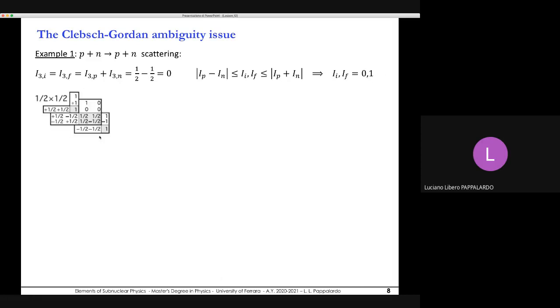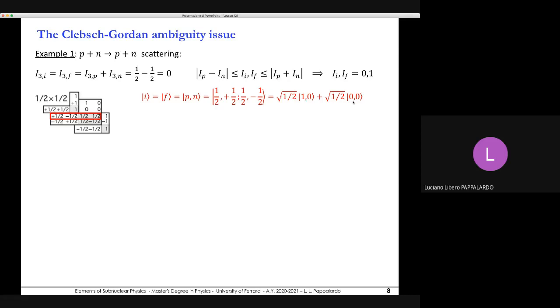So this is the Clebsch-Gordan table that we need. We can first of all consider the proton neutron in this order. We can define the initial and the final state by taking these two positive Clebsch-Gordan coefficients: square root of 1/2 |1,0> plus square root of 1/2 |0,0>.